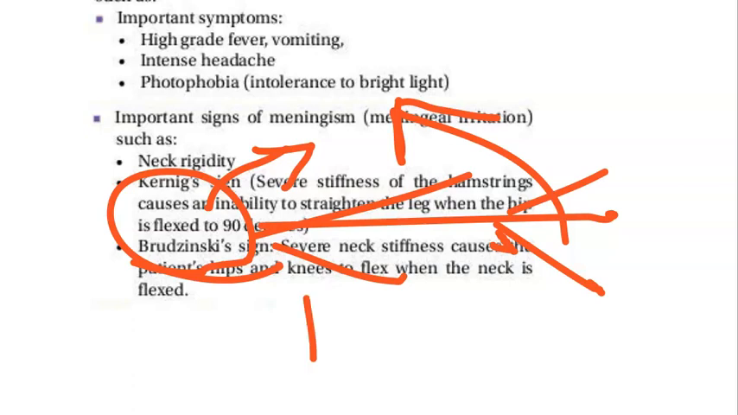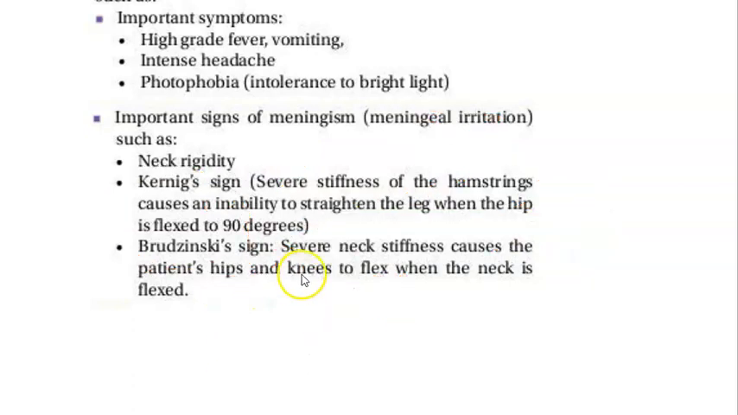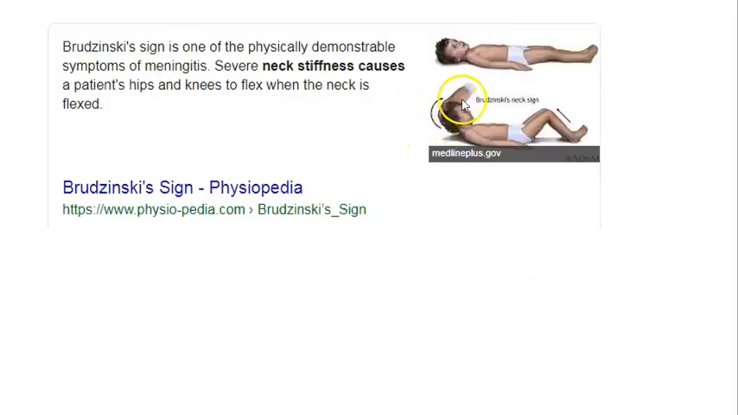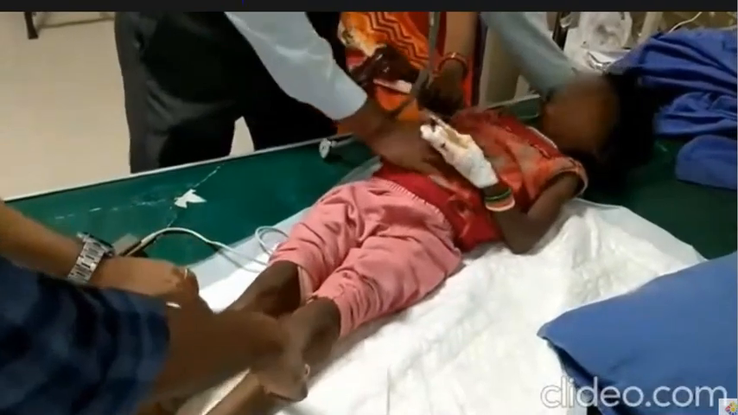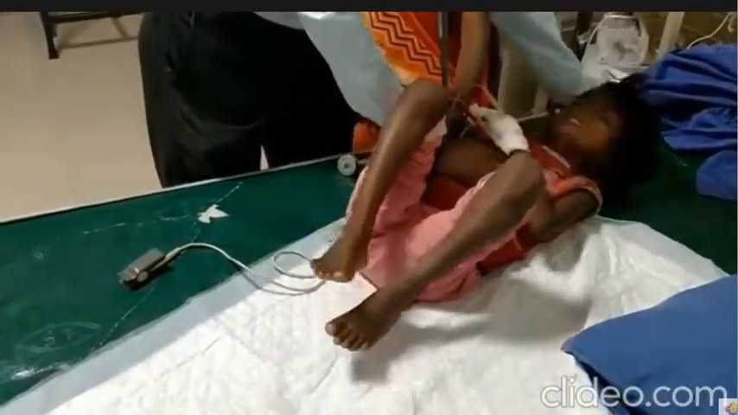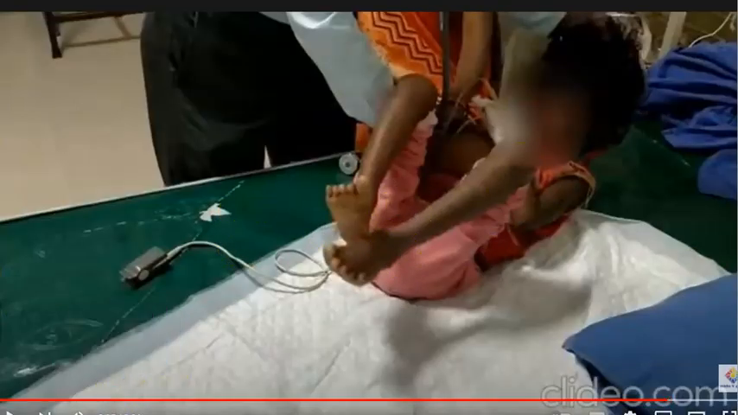So this is Brudzinski. What is this? Brudzinski's sign. Look at this. Severe neck stiffness causes the patient's hip and knees to flex when the neck is flexed. When the neck is flexed, the patient's hip and knees flex. This is Brudzinski. See, when you flex the neck, the knees and hip will flex. This is video from our own channel. Look at it. So they're keeping the hand on the chest and flexing the neck. The child is flexing the hip and knee.